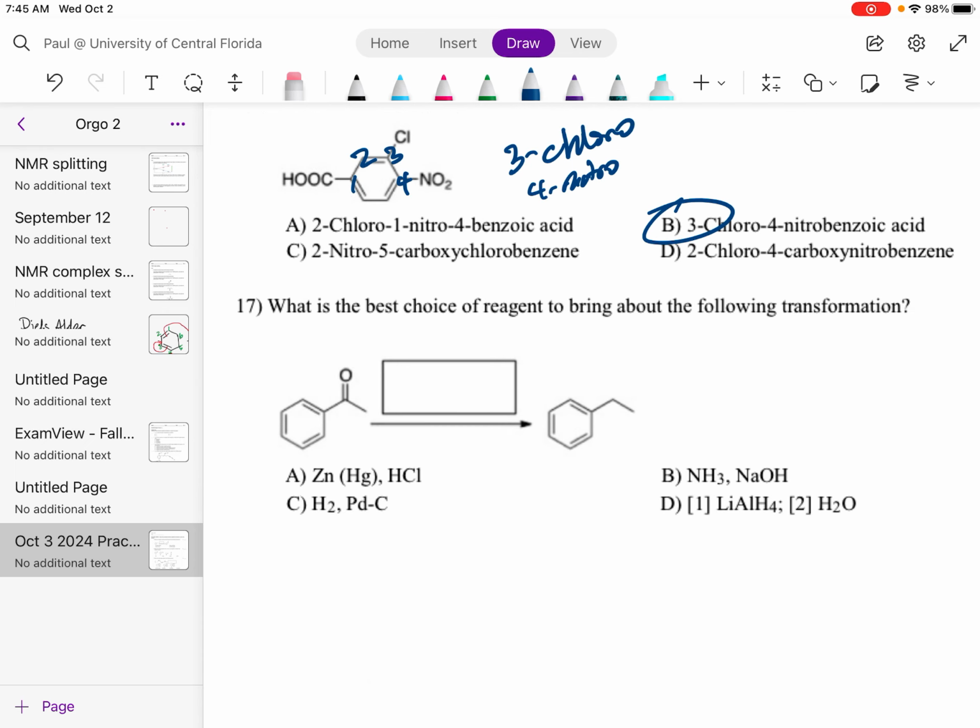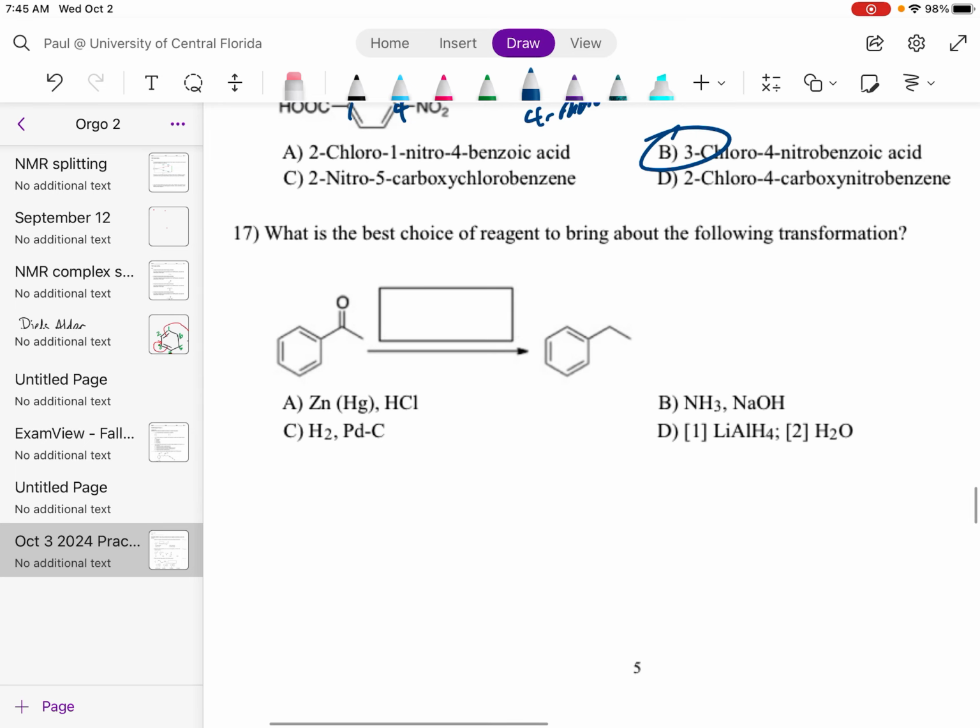What is the best choice of reagent to bring about the following transformation? Okay. Now it says the best. Okay. That could do it, but that requires just more harsh conditions than if we used A. A right there is the Clemmensen reduction. And that's easier to do than just hydrogen and palladium on carbon. Okay. So the correct answer for this one would be A.